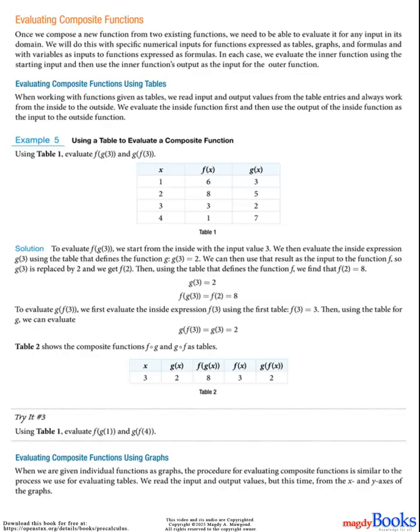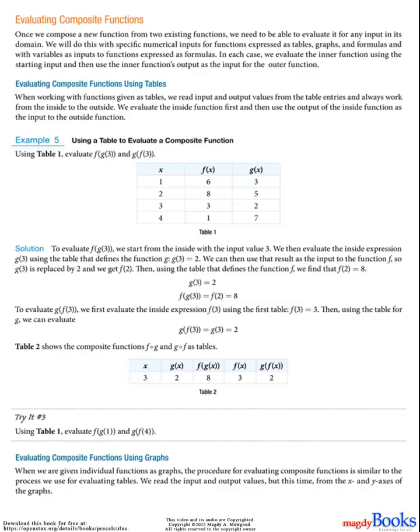To evaluate g of f of 3, we first evaluate the inside expression f of 3 using the first table. f of 3 equals 3. Then, using the table for g, we can evaluate g of f of 3 equals g of 3 equals 2. Table 2 shows the composite functions, f composed with g, and g composed with f, as tables. Table 2. x equals 3. g of x is 2. f of g of x is 8. f of x is 3. g of f of x is 2.